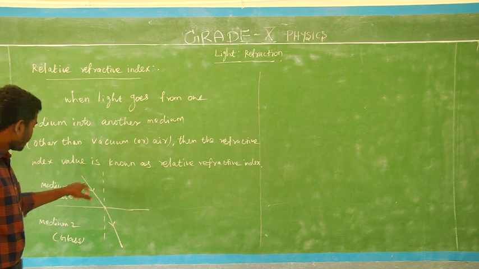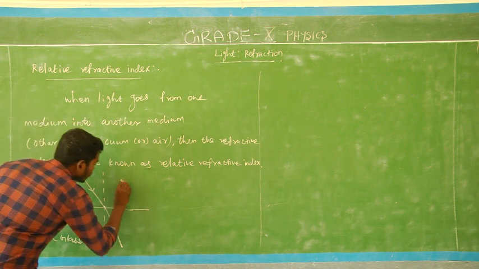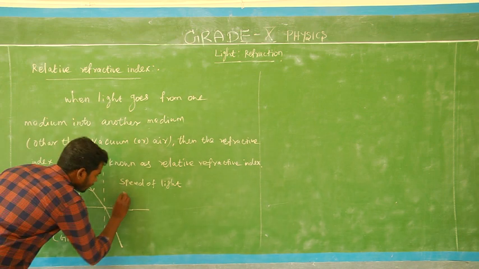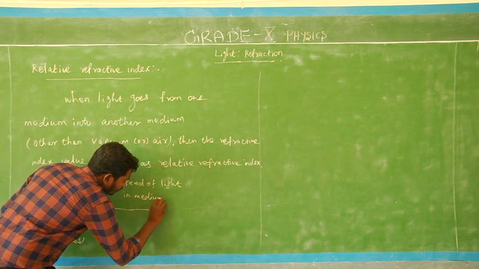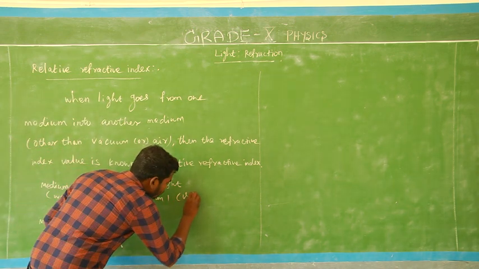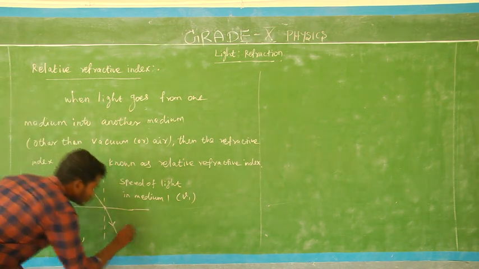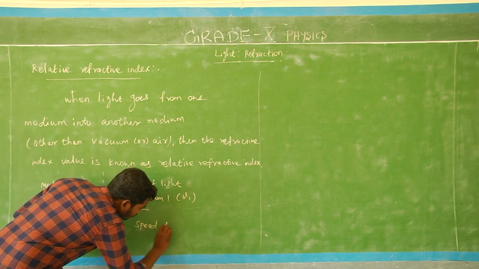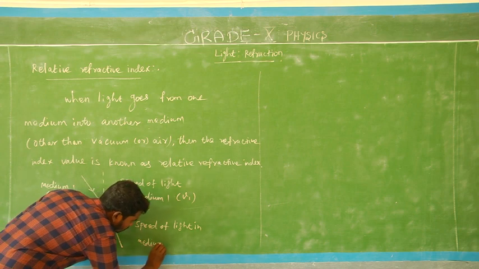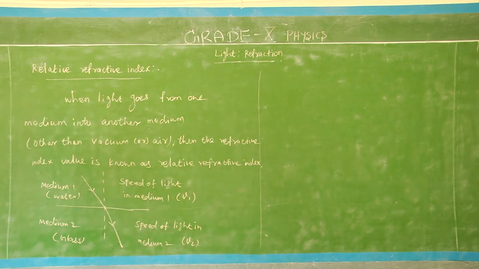So this is medium 1. The speed of light in medium 1, the water medium, is considered V1, small v1. Next, this is the second medium, the glass medium. The speed of light in medium 2 is small v2.